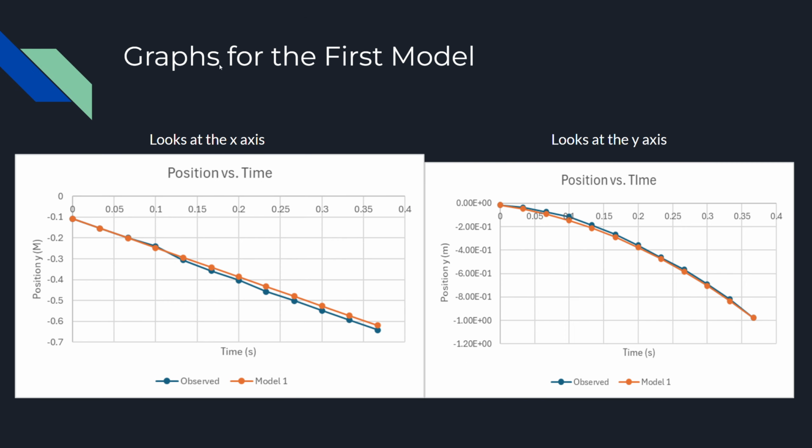Next, as the graphs for the first model, I looked specifically at the x-axis and then the y-axis, and I compared both the observed on Tracker and model 1, which is just gravity on GlowScript. As you can see, they show very similar results. The x-axis is very linear, as the object is moving linearly in the x-axis, while in the y-axis it's moving in terms of a parabola, which makes sense. That's how it should be.